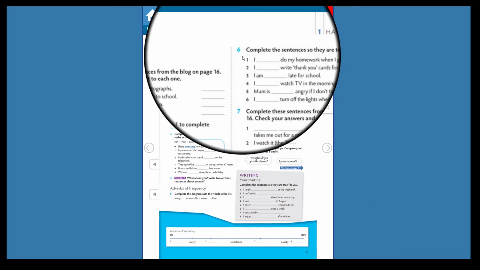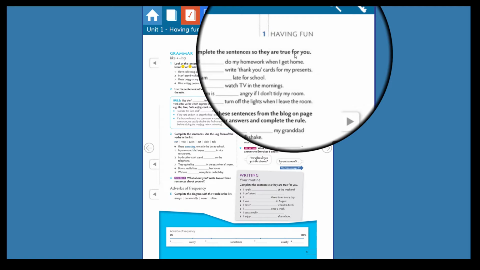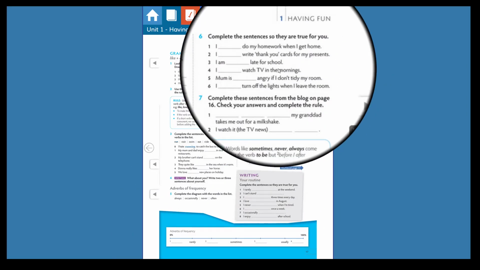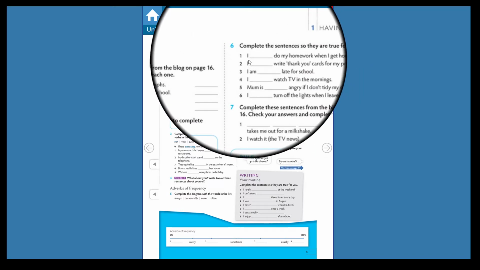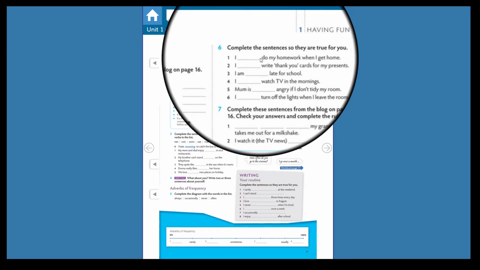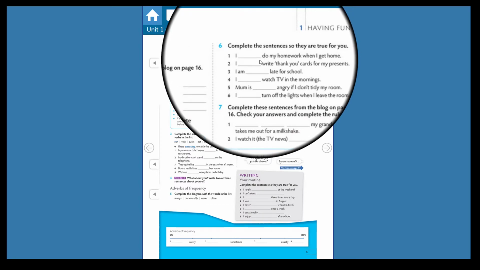Okay, let's do activity number 6. Complete the sentences so they are true for you. You have to complete these sentences with one of the adverbs of frequency, and they have to be true for you. Number 1. I do my homework when I get home. I always do my homework when I get home. I never do my homework, or sometimes, depending on you, okay? So please stop the video and do the activity.